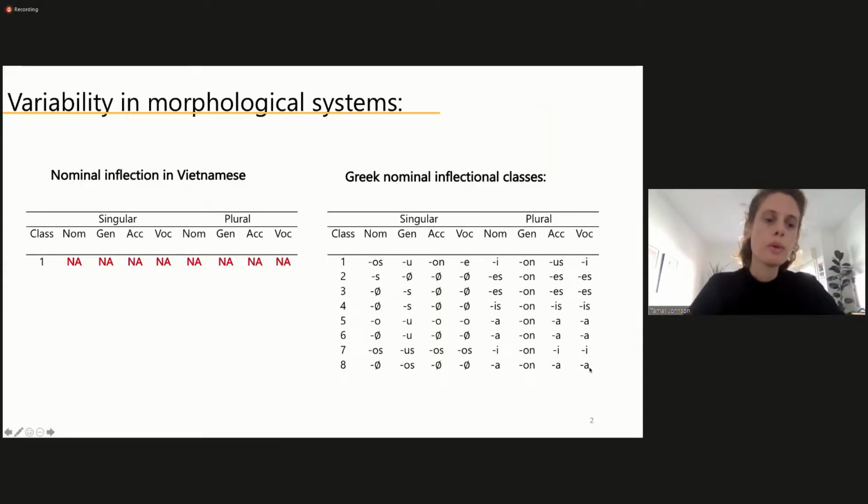Okay. So when we look at natural languages, we see high variation in the morphological systems. For example, you can see Vietnamese on the left side of the screen, where nouns are not morphologically marked for cases nor for numbers in most cases. Somewhere on the other side of the scale, we have languages like modern Greek. In the Greek nominal inflection system, nouns are marked for case and number. And on top of that, nouns are marked according to 8 different noun classes.